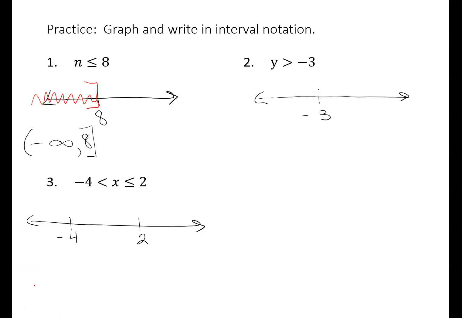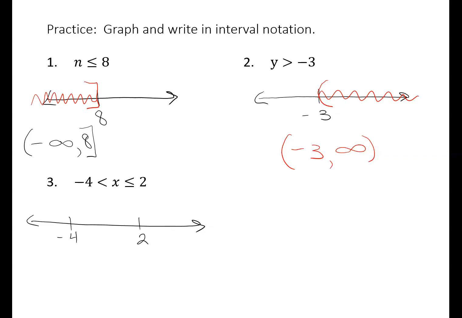Let's see how you did. So number 2, y is greater than negative 3. You should have shaded to the right, not including, because there's no equal to bar, you should have parentheses on the negative 3, open towards the shading. Then for the interval notation, left to right, so left value is negative 3, comma, forever to the right, we show with positive infinity. Parentheses we're not including, and infinity will also get parentheses.